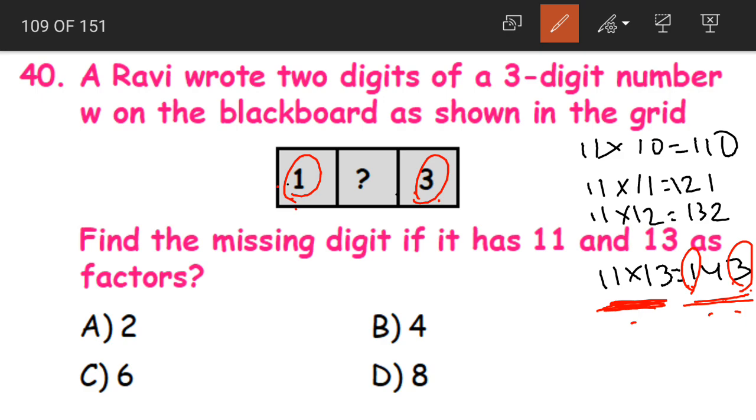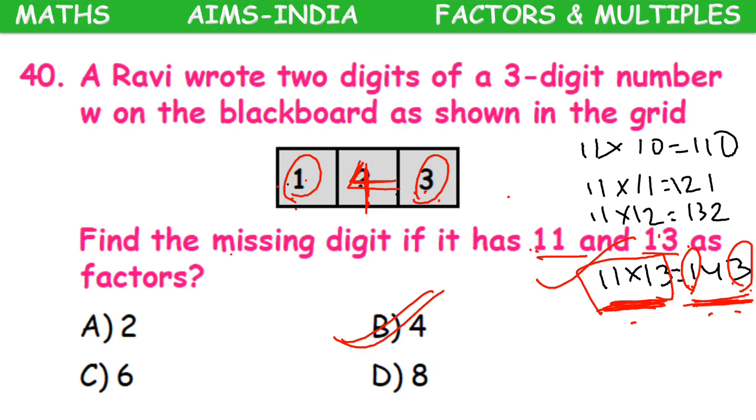11 into 13 is equal to 143. Yes children, what does this mean? That 11 and 13 both are the factors of 143. Yes, even in the question it is said that it has 11 and 13 as its factors. So 143 is the required number. In the place of question mark, what should we get? We should write 4. Yes, the number that is divisible by both 11 and 13 is 143 and 4 is the missing digit. I hope you have understood children.